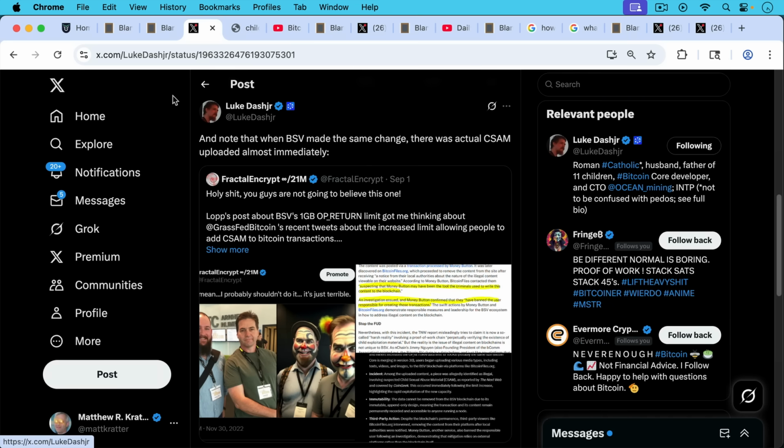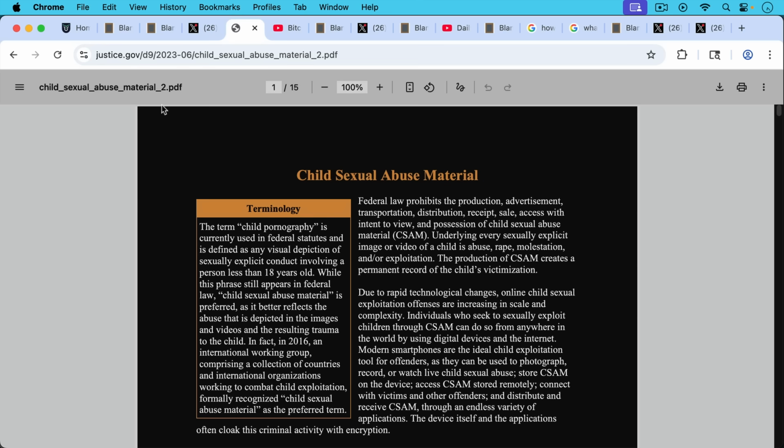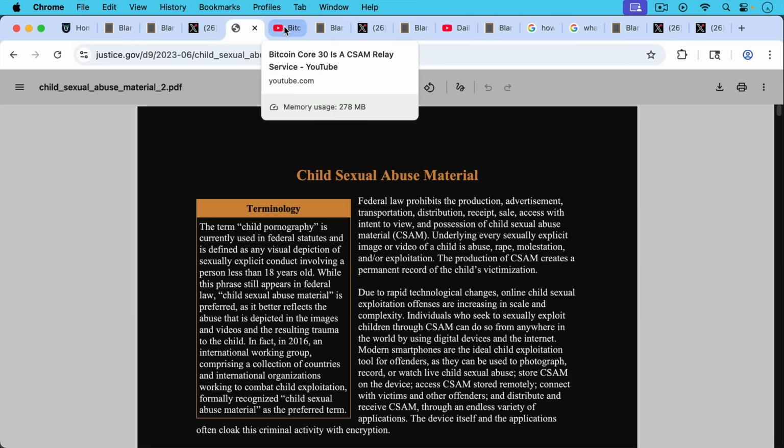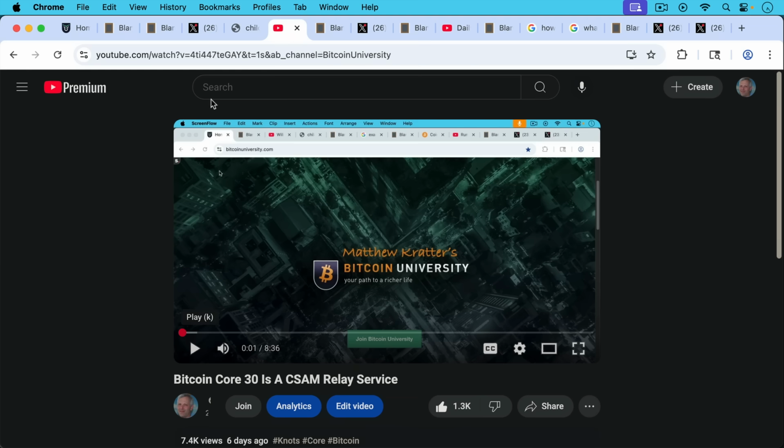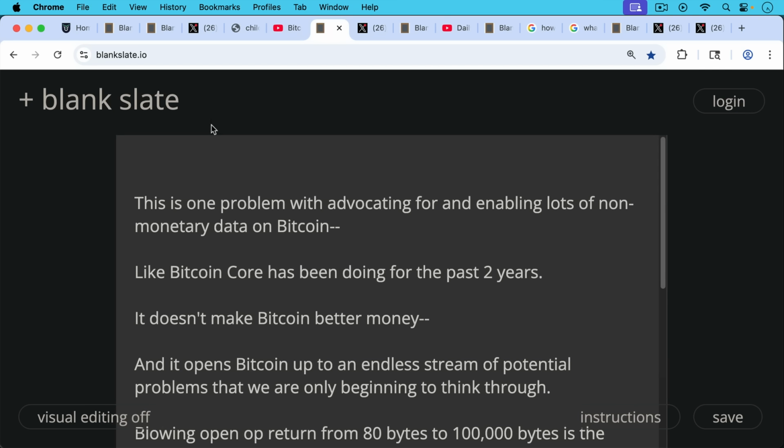And as Luke Dashjr points out here, note that when BSV made the same change, there was actual CSAM uploaded almost immediately. CSAM, of course, stands for child sexual abuse material, and it's one of the most disturbing and disgusting things in the world. Unfortunately, we're now having to discuss this because Bitcoin Core is forcing through some changes. I'll put a link if you want to dig a little deeper in this video that says Bitcoin Core 30 is a CSAM relay service. And what we're concerned with here primarily is the unconfirmed transactions being relayed.